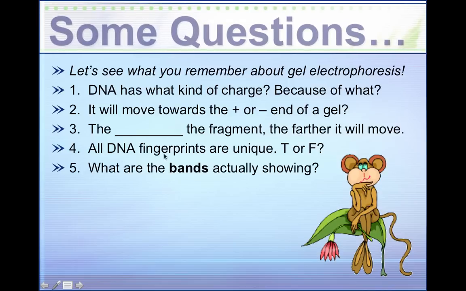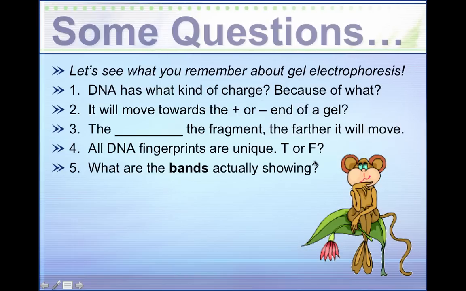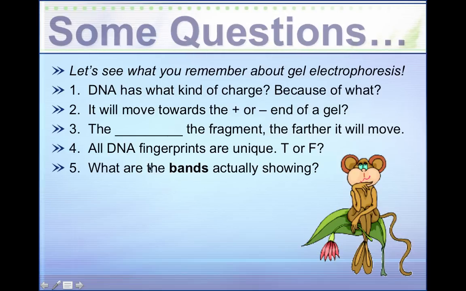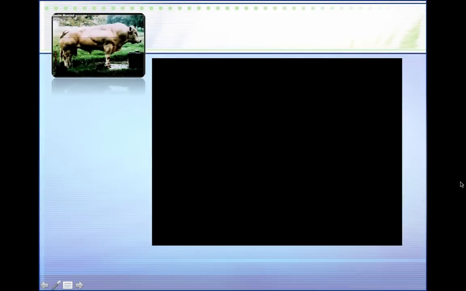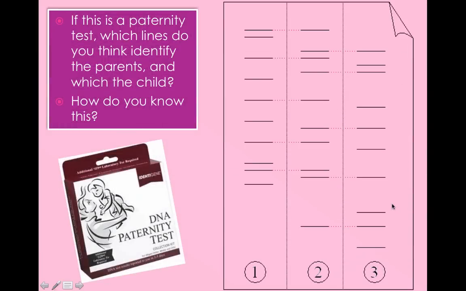DNA fingerprints, all DNA fingerprints are unique, true or false? And the answer should be true, but of course you can have twins as well. What are the bands actually showing? They're showing clumps of DNA of different sizes. And so an application question really quickly, something like this. You can use these kinds of images to determine who the real parents are of a child, or who the killer is if you're matching a blood sample with another blood sample.